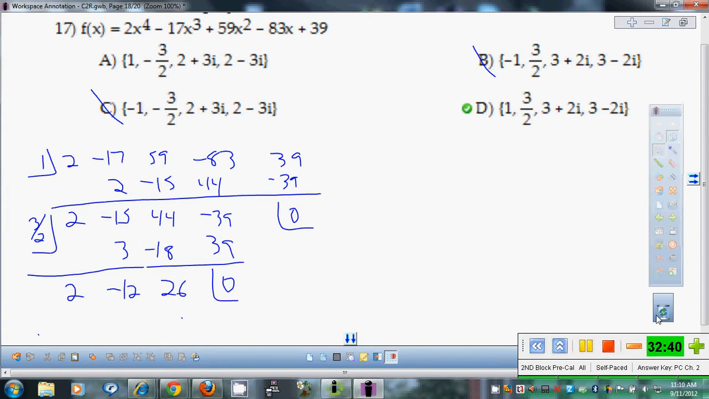Remember, the whole point of it was to help narrow down things. Notice, 1 sign change, 2 sign changes, 3 sign changes, 4 sign changes. Which means there are 4 potential positive zeros, and if there are only 4 total, then they all have to be positive. And this is the only one with all positive.